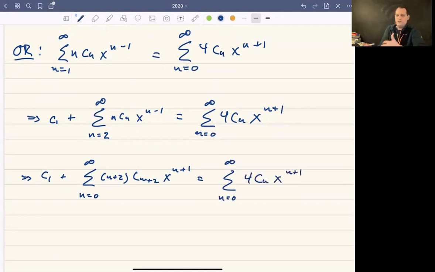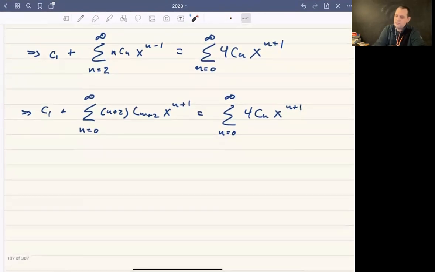And now everything is fine. Now we have power series representations that are equal. We have power series that have the same power of x. They have the same starting index, so we can just equate them with one another. Notice that there's no constant on the right side, so if you want, you can imagine that there's a 0, but this tells you that C1 is 0.